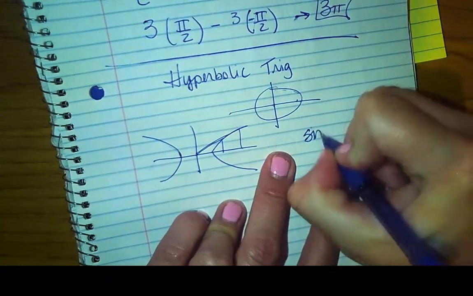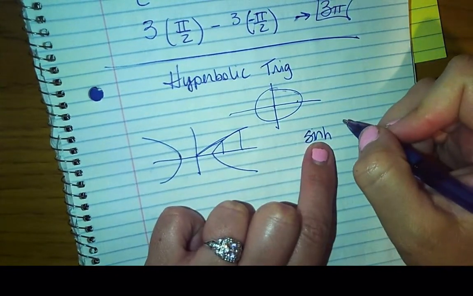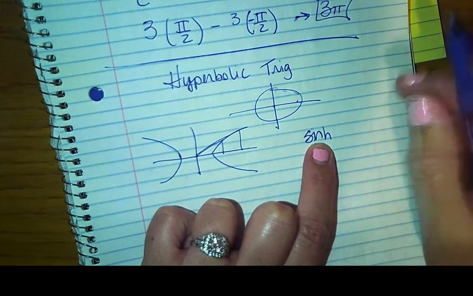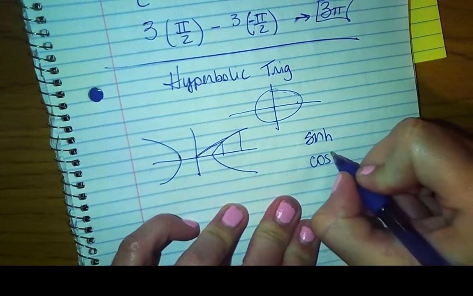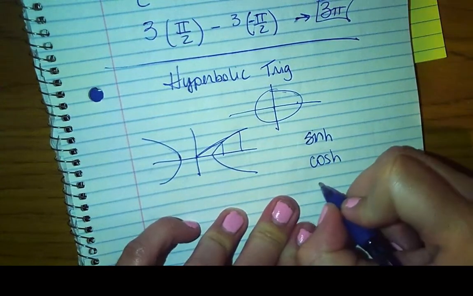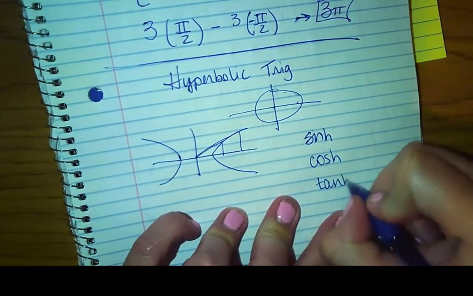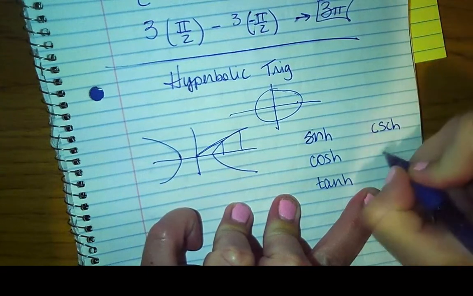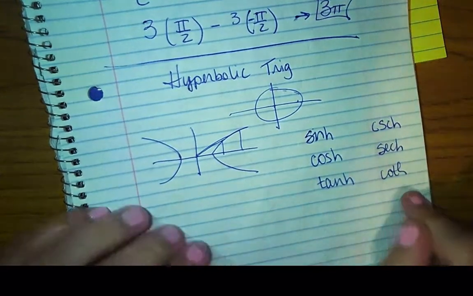So you have sine, or sinh, for hyperbolic trig, which we literally pronounce as cinch. I know it sounds stupid. And then we have cosine, which in hyperbolic would be cosh. And then we have tangent, which in hyperbolic is tanch. And then cosecant and secant and cotangent, which looks like cough but is not.